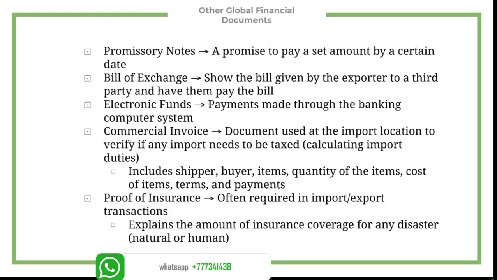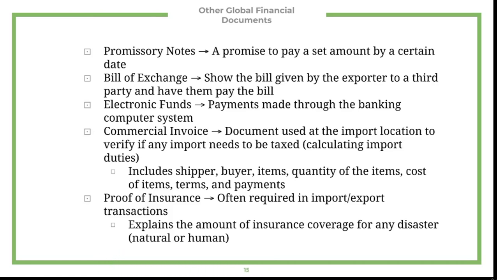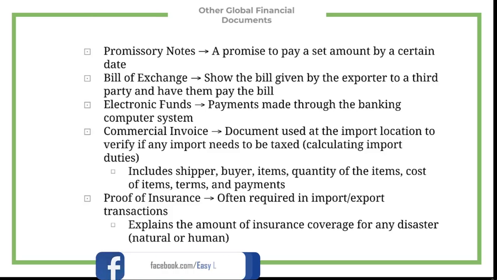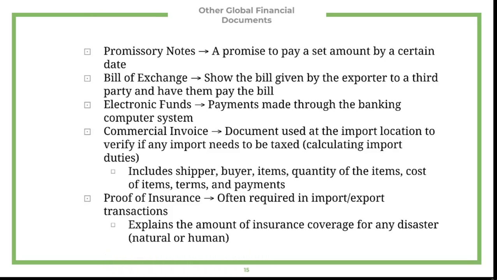And then we have electronic funds. These are payments made through the bank's computer system. And then we have a commercial invoice. These are documents used at the import location to verify if any of the imports need to be taxed. So import duties will be calculated. And this includes shipper, buyer, items, quantity of the items, the cost of the items, the terms, and the payments.